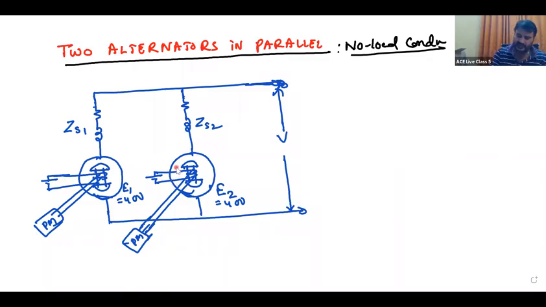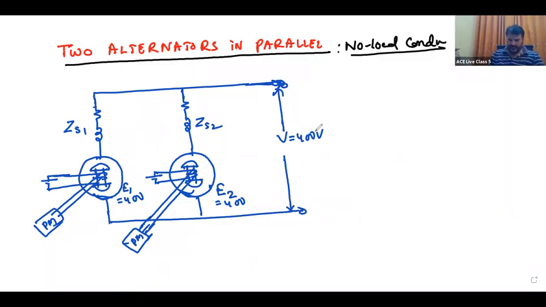So in the no load condition, what is V? V is also equal to 400 volts, and for example, the frequency is 50 hertz. Fine. This is the no load condition.